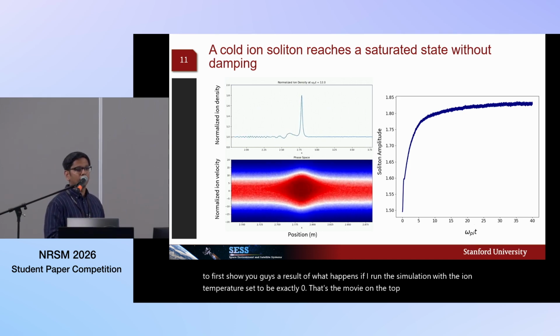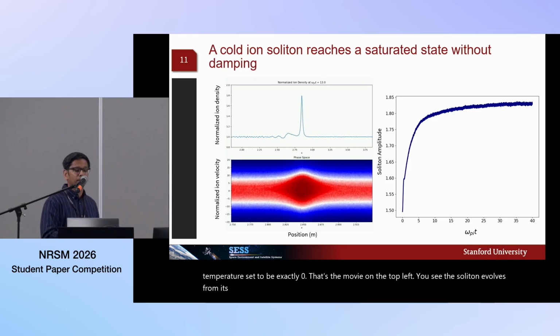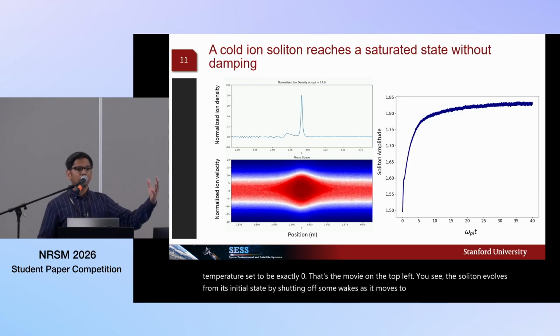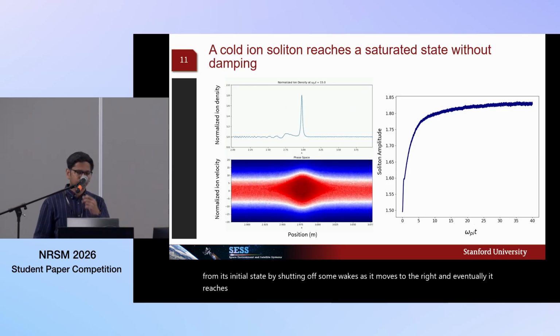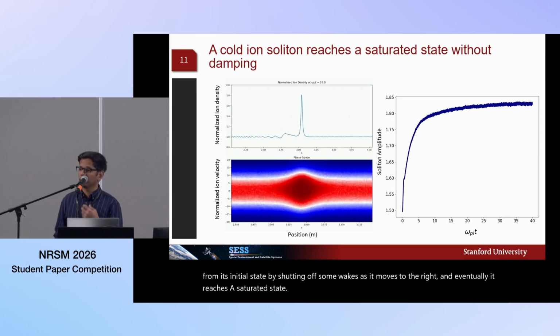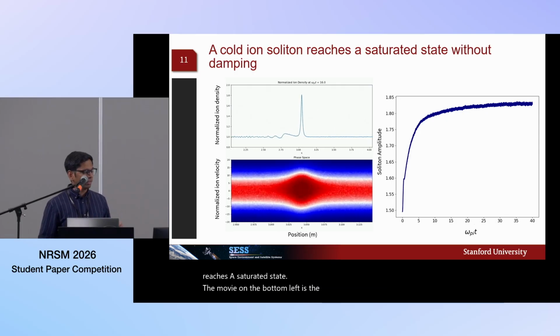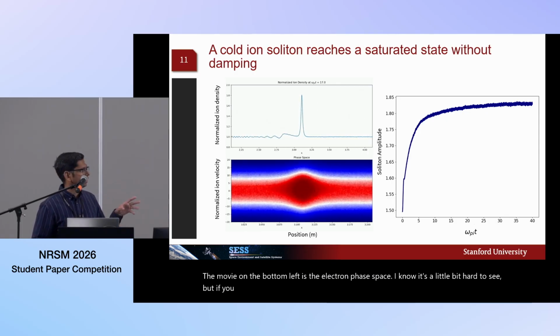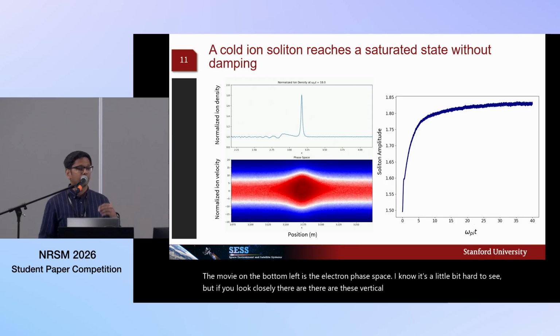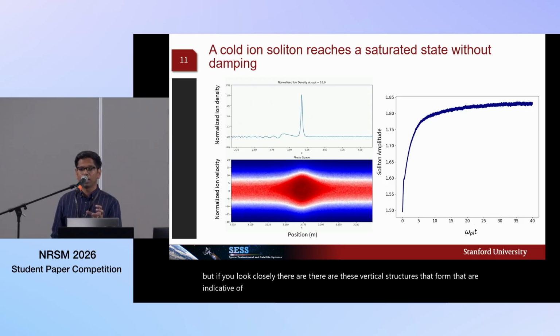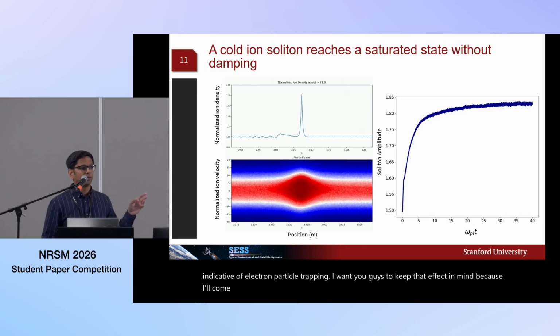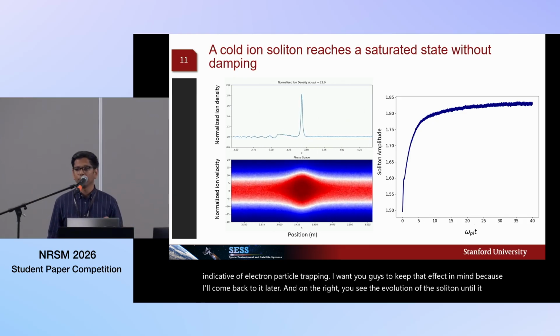You see the soliton evolves from its initial state by shedding off some wakes as it moves to the right, and eventually it reaches a saturated state. The movie on the bottom left is the electron phase space. I know it's a little bit hard to see, but if you look closely, there are these vortical structures that form that are indicative of electron particle trapping. I want you guys to keep that effect in mind because I'll come back to it later. And on the right, you see the evolution of the soliton until it reaches saturated amplitude.